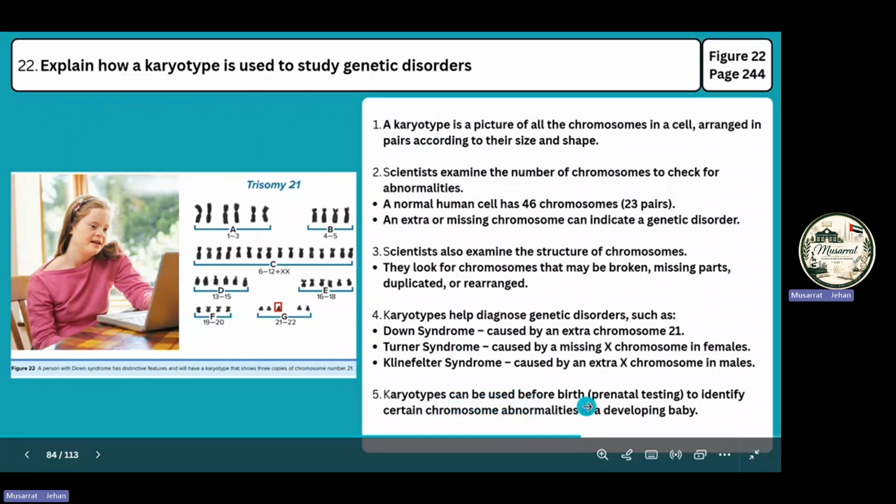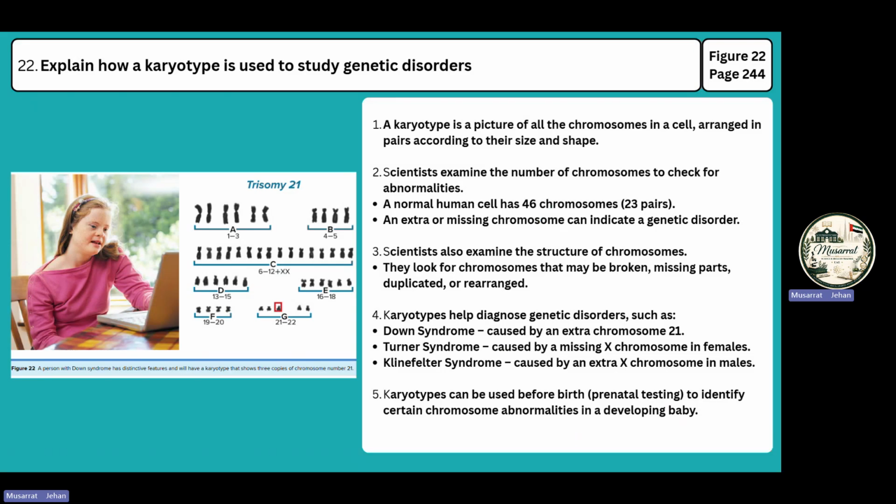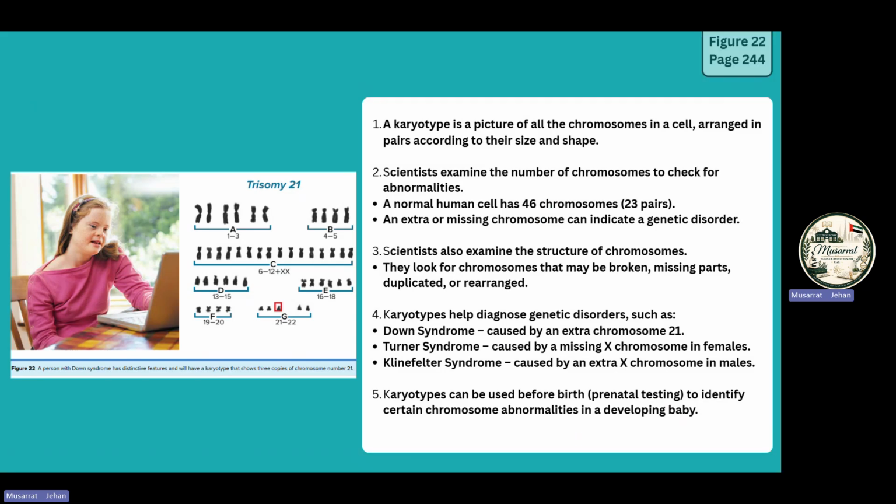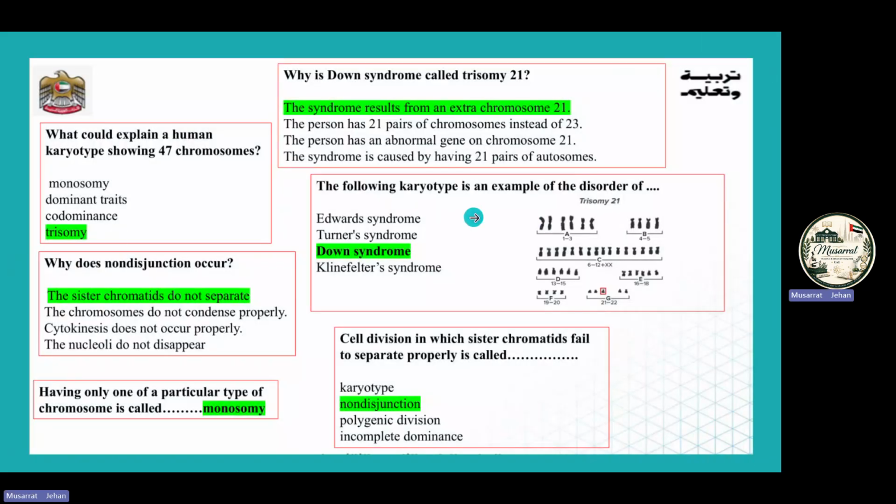Karyotypes can be used before birth, in prenatal testing, so that the chromosomes can be identified to see if there is any abnormality in the developing baby or if it is normal. This is what I was talking about: they will give you the karyotype and ask which disorder it is. Because you see 21 has 3, this is Down syndrome. Why is Down syndrome called trisomy 21? Because in chromosome 21, instead of the normal 2, there are 3 chromosomes. So the syndrome results from an extra chromosome 21.